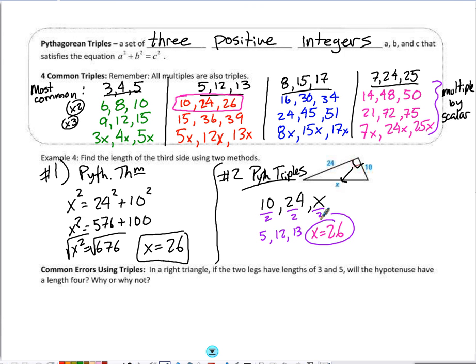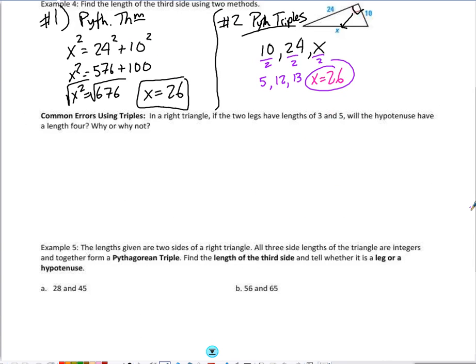A common mistake that students make when given two sides of a right triangle is assuming that because the legs are 3 and 5, the third side has to be 4, correct? Well, that's not always the case, because can the hypotenuse, which is the largest side, be equal to something that's less than one of the legs? No, that doesn't work. It fails. It does not pass the triangle inequality theorem.